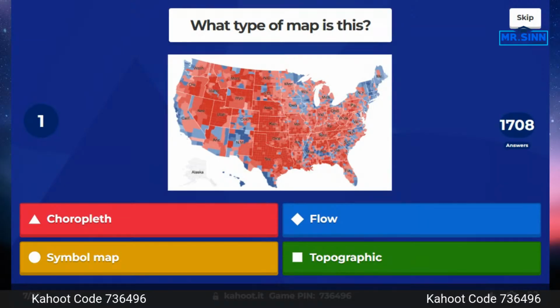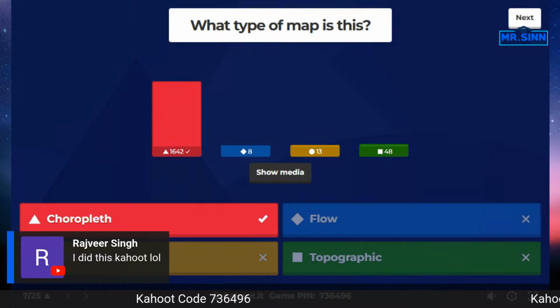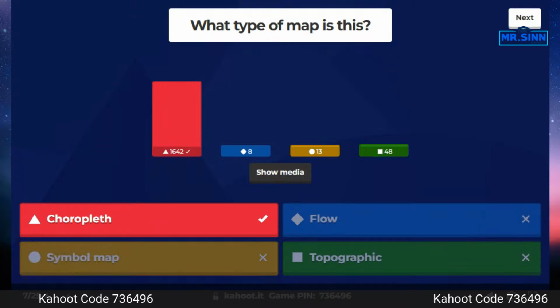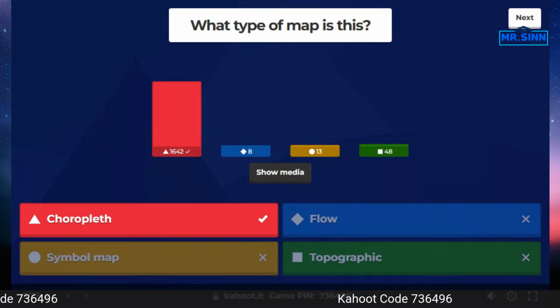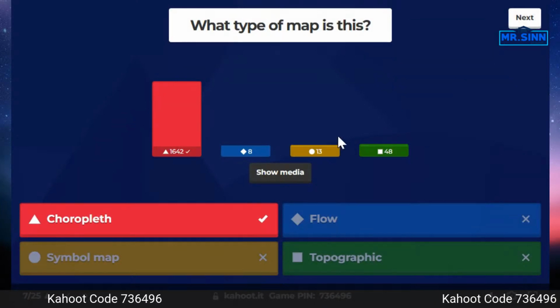All righty. There we go. And it's a chloropleth map. Yes, the majority of people did it. You did this Kahoot. That would be that a teacher shared it with you. I made this Kahoot for the live streams, but that's okay. No big deal. Hopefully it just helps reinforce it then. But yes, it would be a chloropleth map.